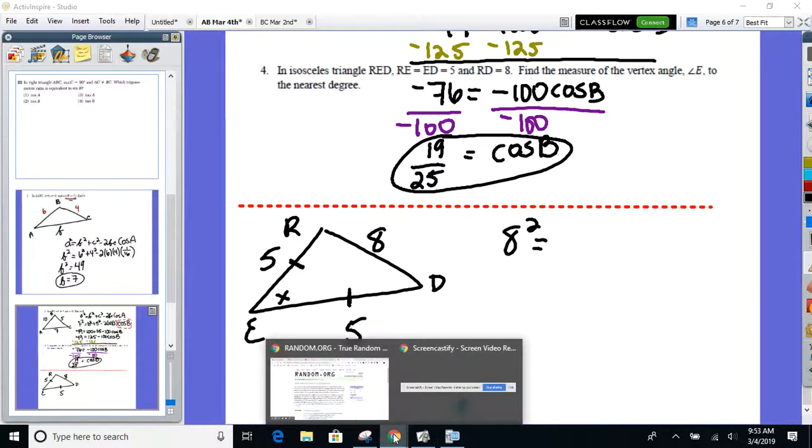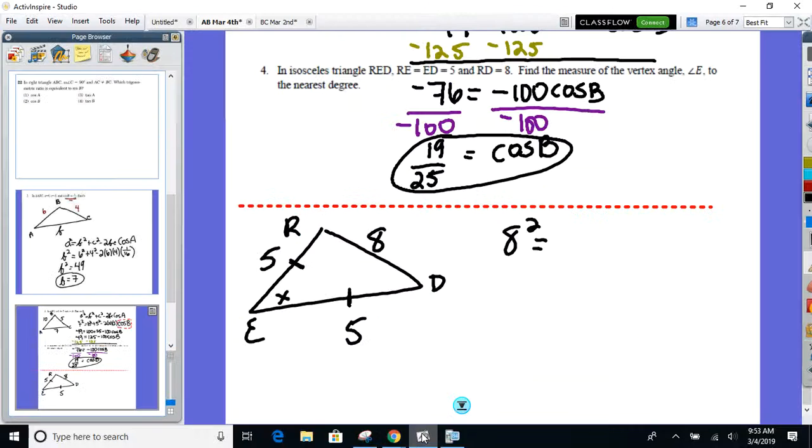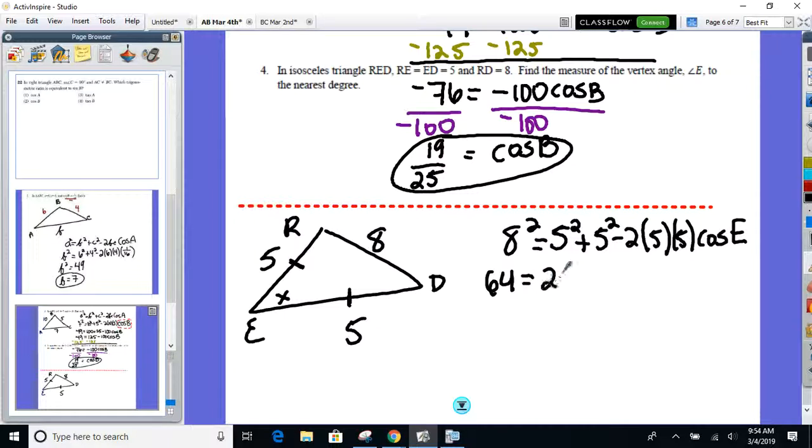8 squared equals, who's going to finish this beast for me? 5 squared plus 5 squared minus 2 times 5 times 5 cosine, in this case, angle E. All right, let's get cosine E alone so I can find angle E. Remember, you can't combine everything on the right side. 64. I got 25 and 25. What do I get there? 2 times 5 times 5, 50.